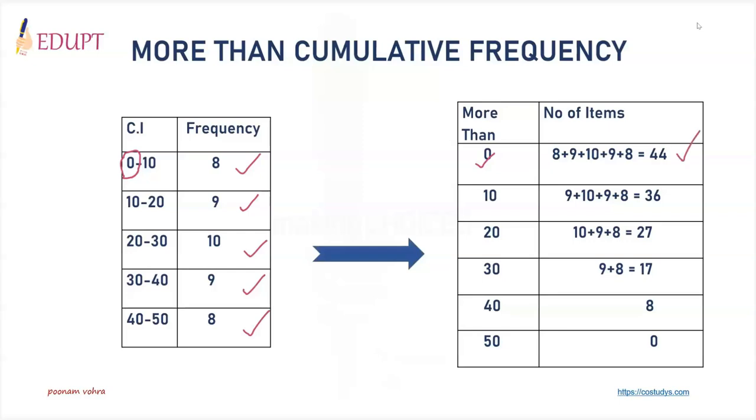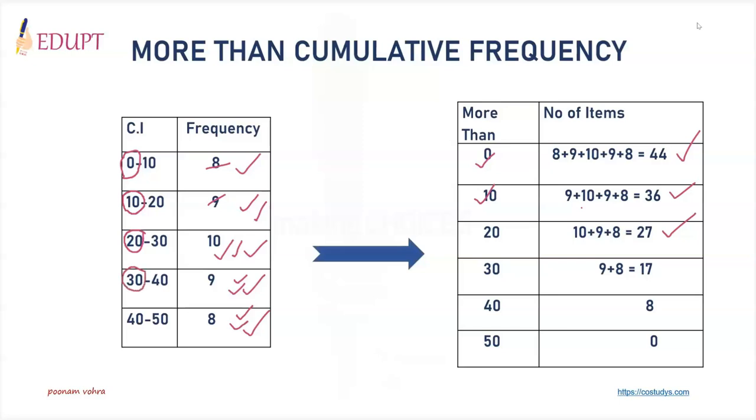Then next would be, how many are the frequencies more than 10? More than 10 would mean minus 8. So it will be 9 plus 10 plus 9 plus 8. It is 36. Then for more than 20, it will be even minus 9. So that will be 10 plus 9 plus 8. So we get 27. Then it is more than 30.